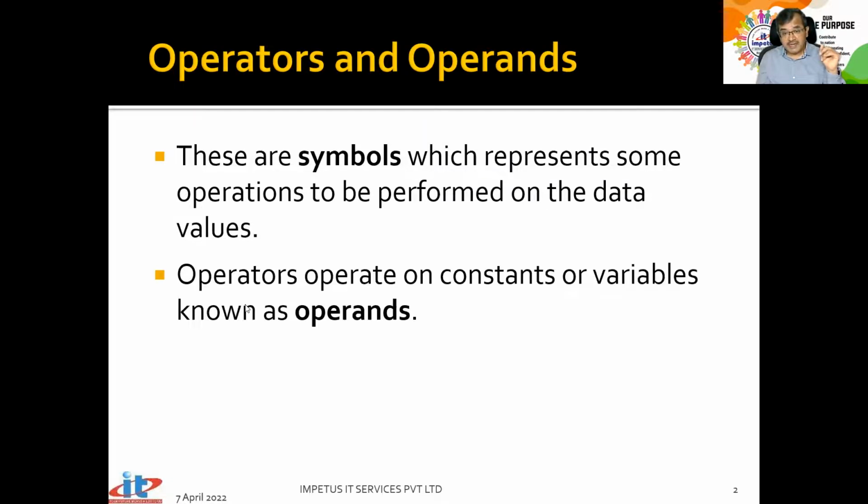Now, when you talk about data, the operators, these are symbols. These operate on what? Either the constants or variables. So when I say 5 plus 2, that 5 and 2, both of them are constants, fixed values. 5 is 5, 2 is 2, that will never change.